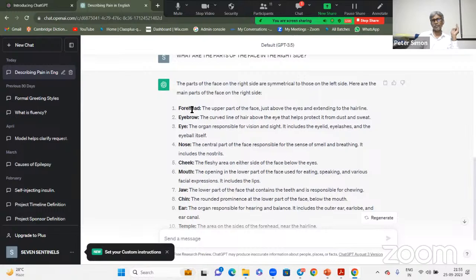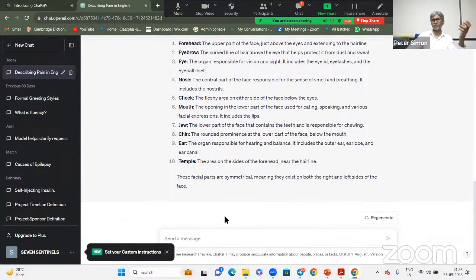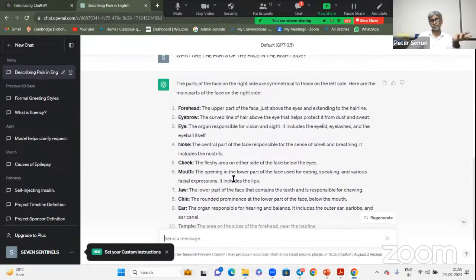So, forehead, eyebrow, eye, nose, cheek, mouth, jaw, chin, ear, temple. These are some words. And apart from these, there are some other words, for example, gums, buccal cavity, tongue, many other parts. You have to be ready for that also.